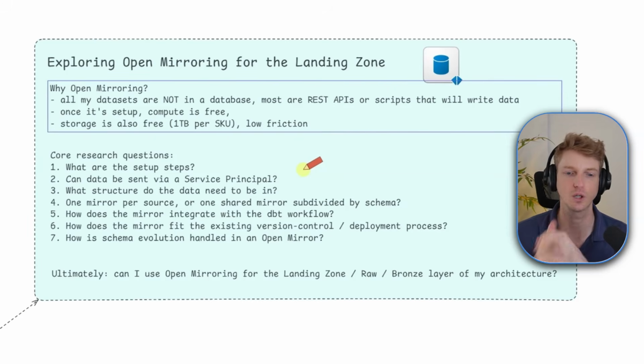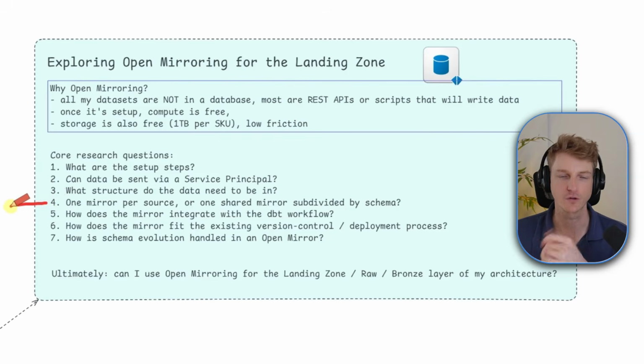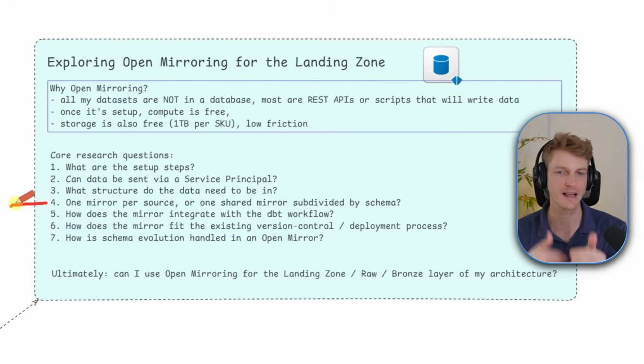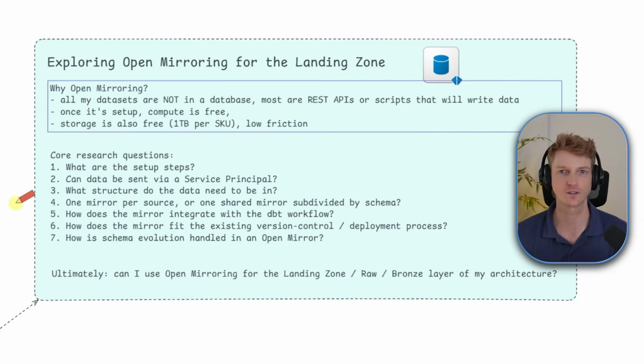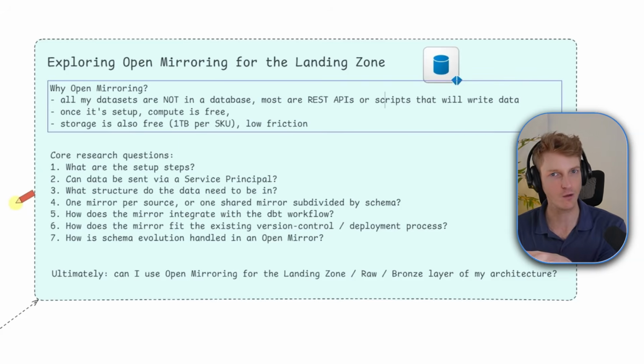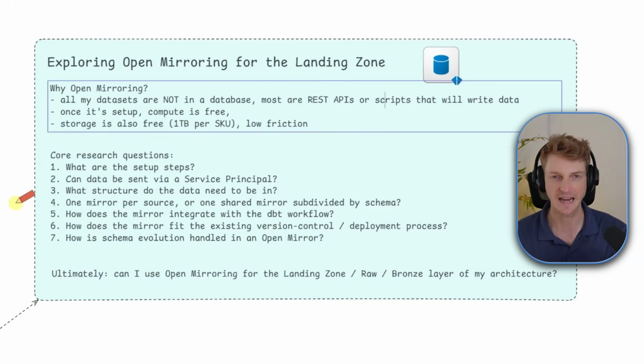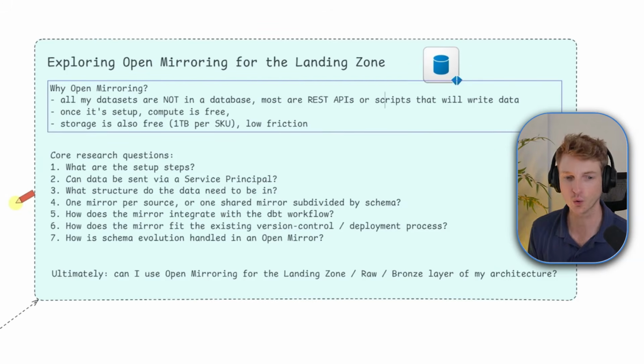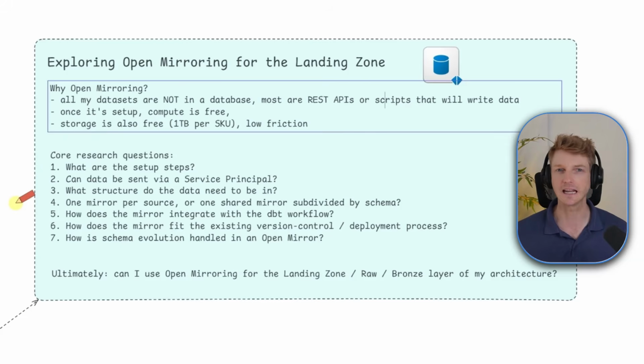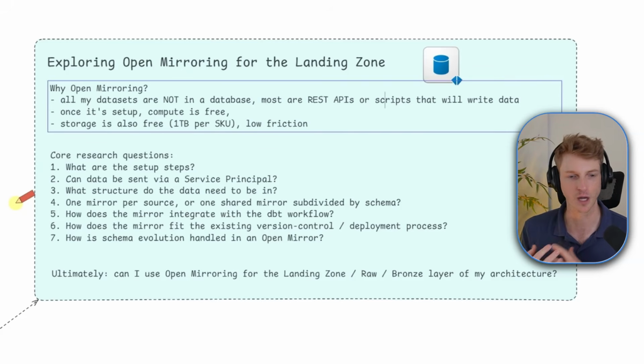I also wanted to look at, if I've got multiple different sources, what would be the best structure for that landing zone? We've got files and they get converted into tables. Can I introduce schemas to subdivide my landing zone, to make it a little bit cleaner, and break it down by source rather than, if I can avoid it, having multiple open mirroring instances, like one for each source, for example? That's overkill for my use case.